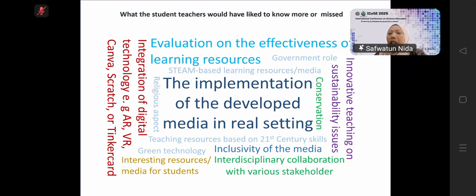And these responses become valuable feedback for the improvement of the course that we should allocate time for the students to implement the developed teaching media in real setting, and also related to the integration of digital technology in the developed teaching resources.